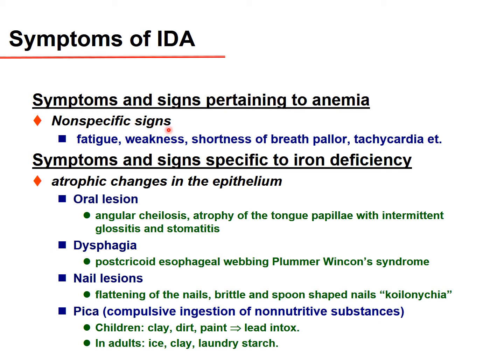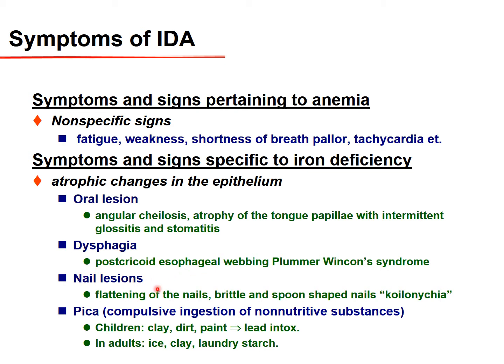That's usually the general sign of anemia, such as fatigue, weakness, shortness of breath, pallor, tachycardia, and so on. However, iron deficiency can cause some specific signs, such as atrophic changes in the epithelium, for example oral lesions, angular cheilosis, or atrophy of the tongue papillae, where intermittent glossitis and stomatitis can develop. Or dysphagia can be due to the postcricoid esophageal webbing, that is called Plummer-Vinson syndrome, for example.